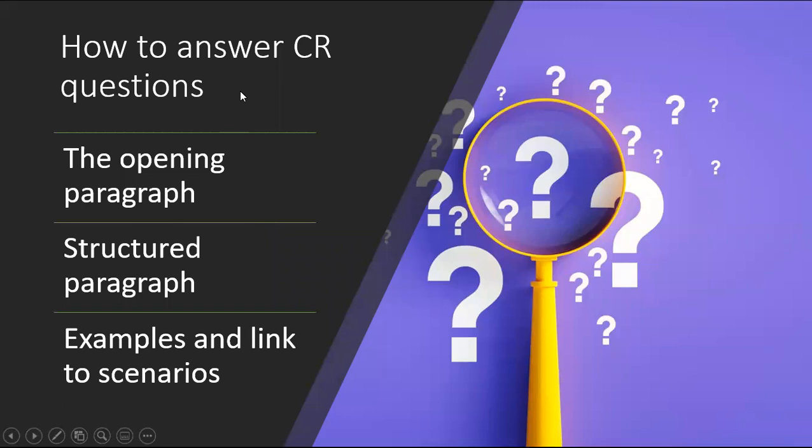So that is the approach to a question, and this way of answering a CIPS question will maximize your points and maximize your chance of passing the exam.